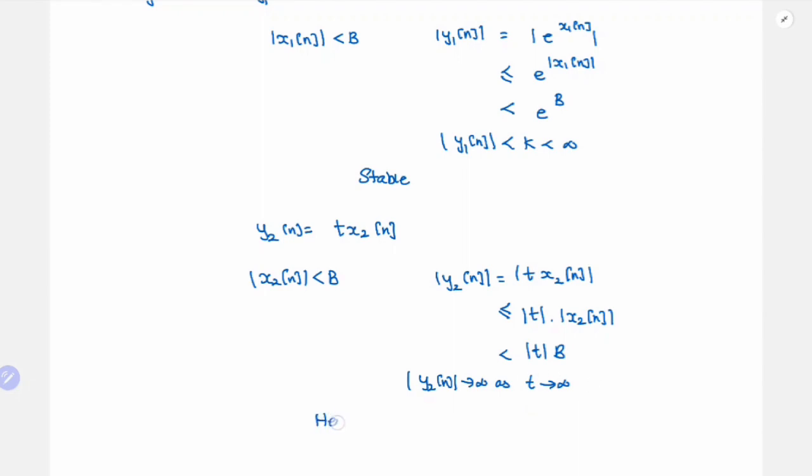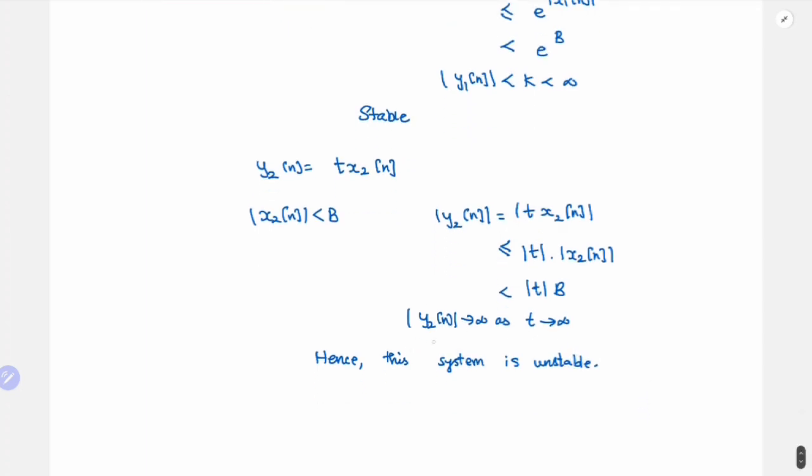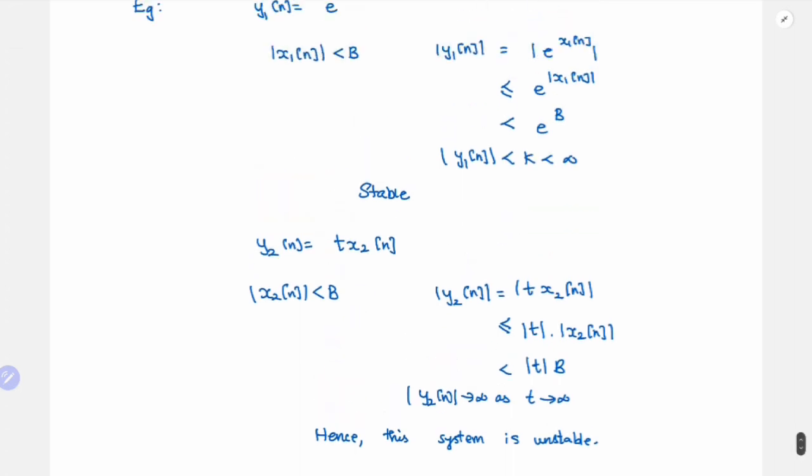Hence, this system is unstable. Why? Because it is growing unboundedly, even for a bounded input. Hence, it is not a stable system.